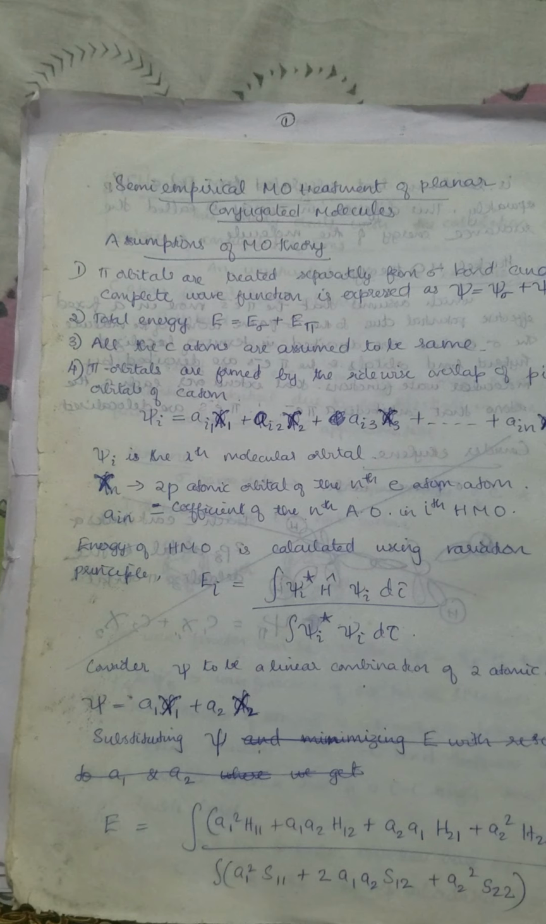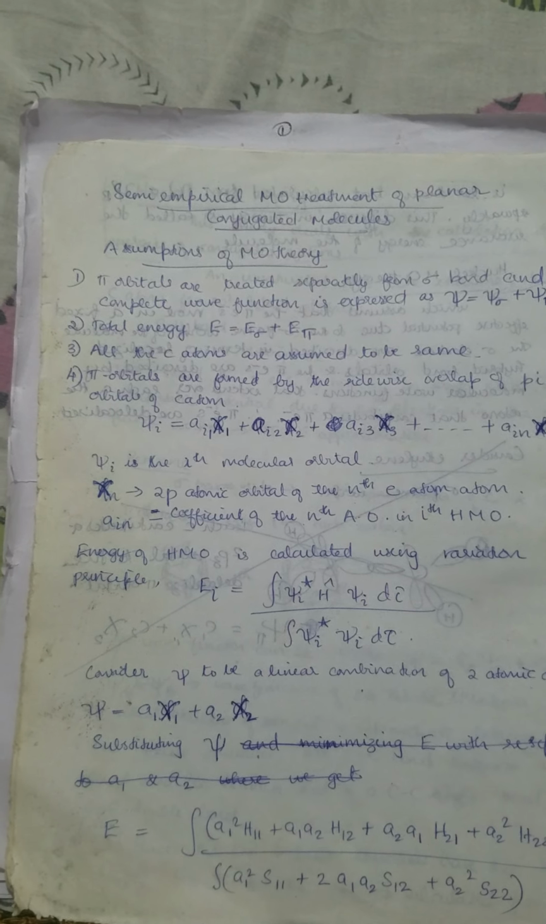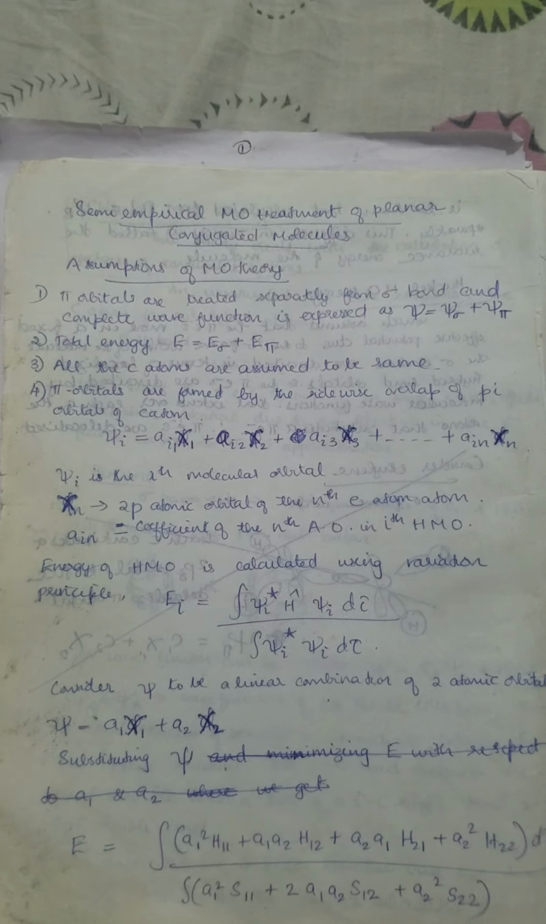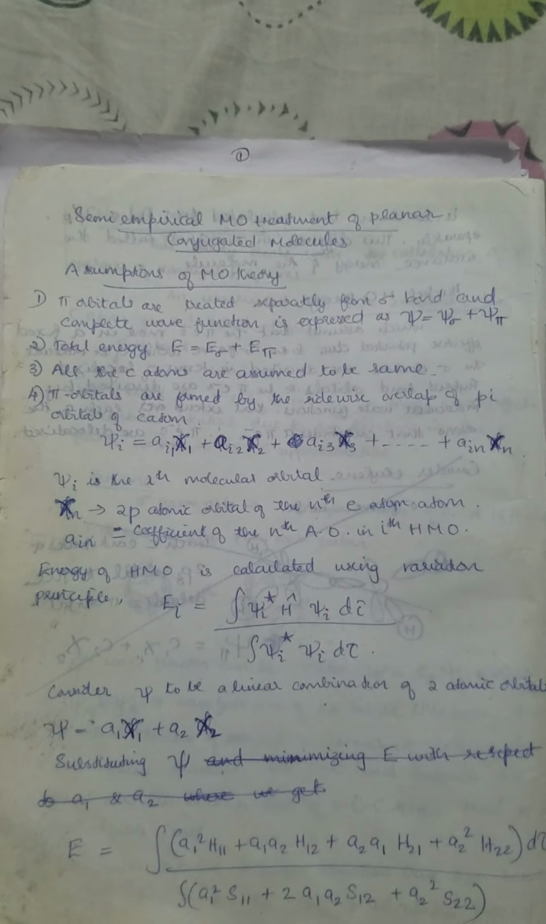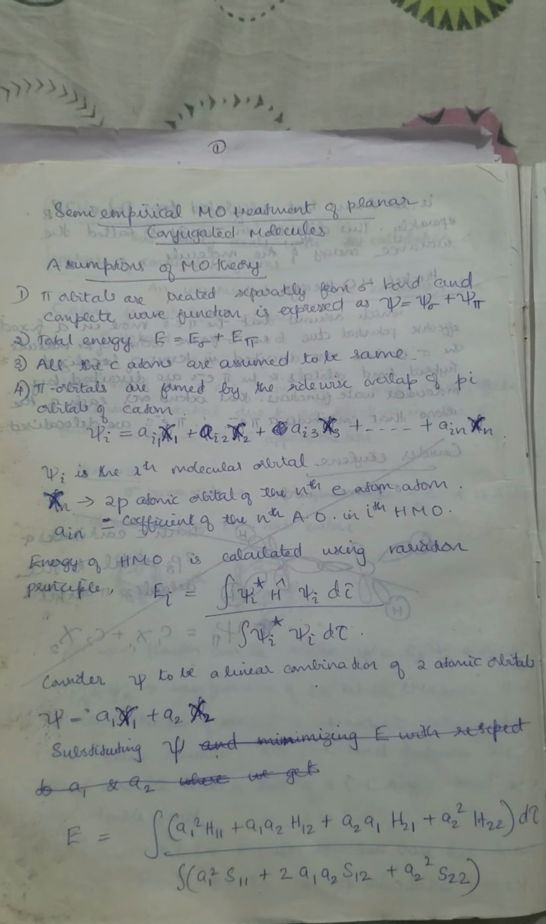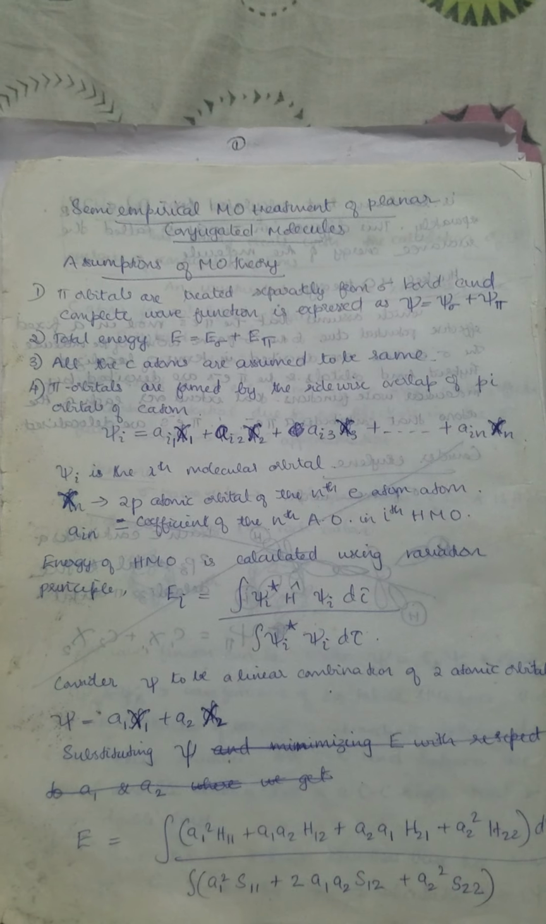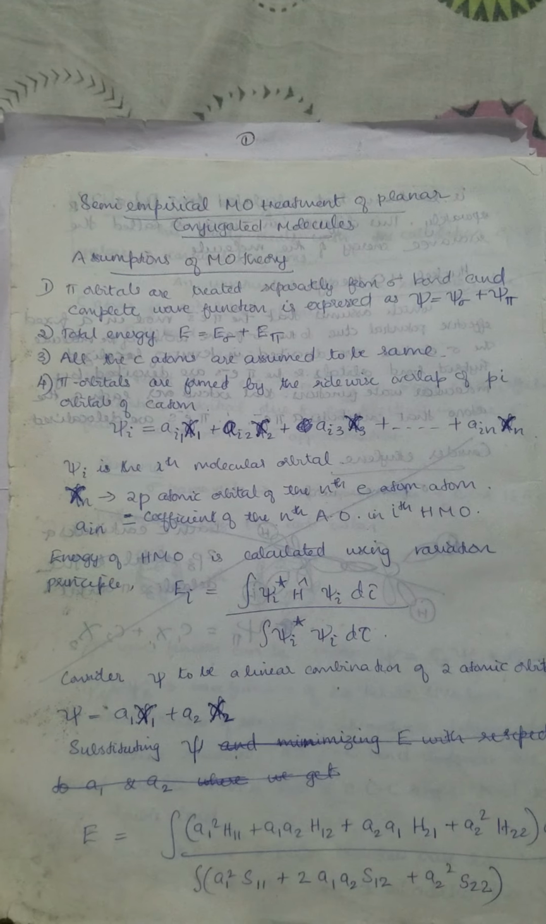Huckel's molecular orbital theory deals with planar conjugated molecules, that is, molecules which have alternate double bonds and are also planar. So Huckel's molecular orbital theory is the molecular orbital treatment of planar conjugated molecules. Okay. Now we come to the assumptions of the molecular orbital theory.